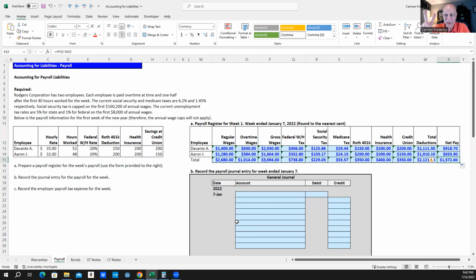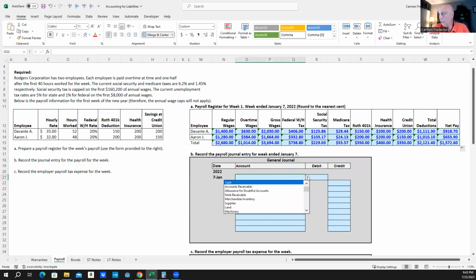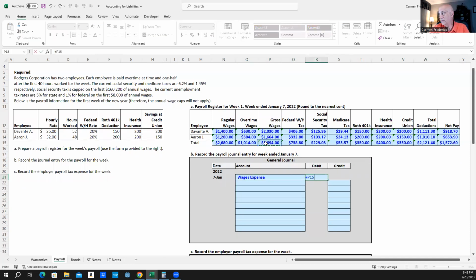Every payroll has two journal entries. One, to record all the pay stubs of all the employees, or the payroll register, and two, to record the payroll tax expense. Okay, so let's journalize this payroll register as the first entry to record the payroll for the week ending January 7th. So we're going to debit the wages expense for the gross pay. We find wages expense somewhere here, and that's going to be for the $3,694.